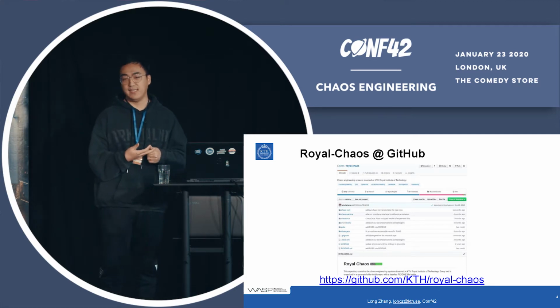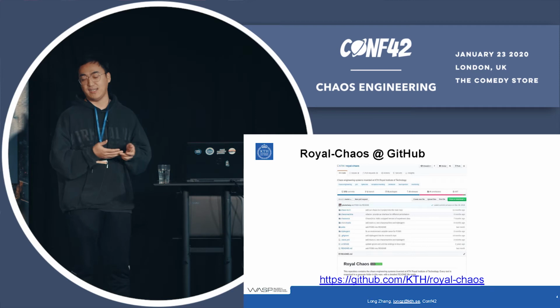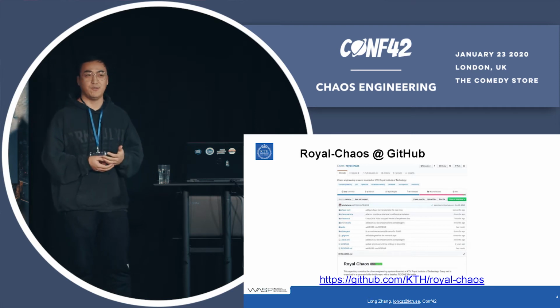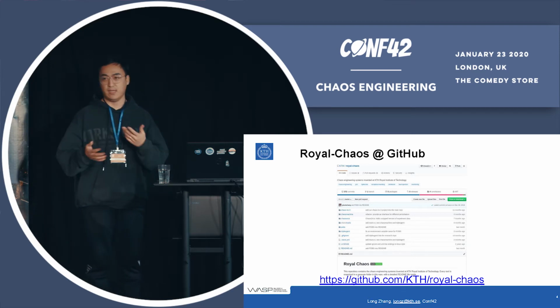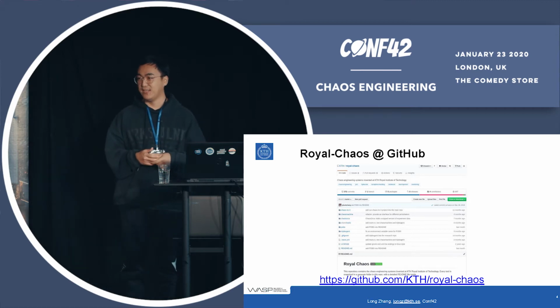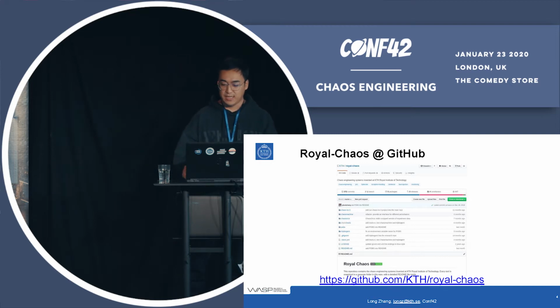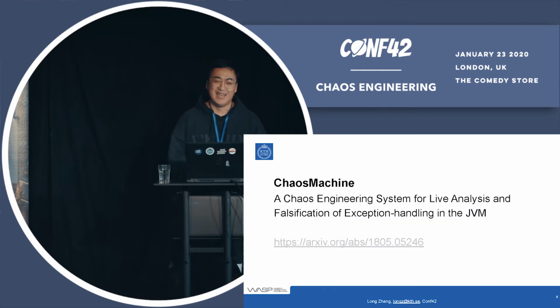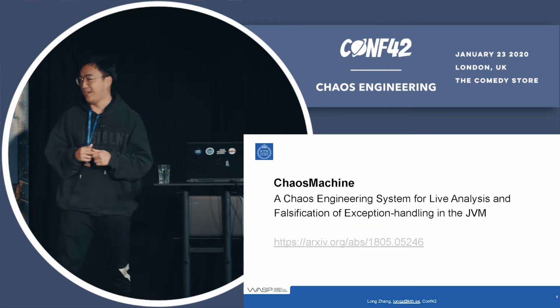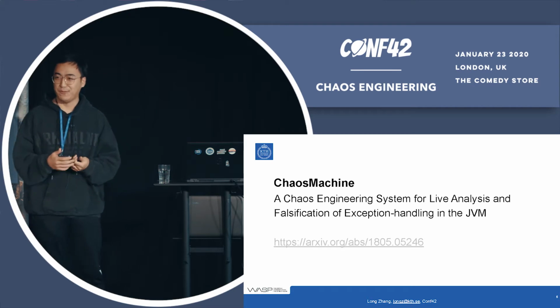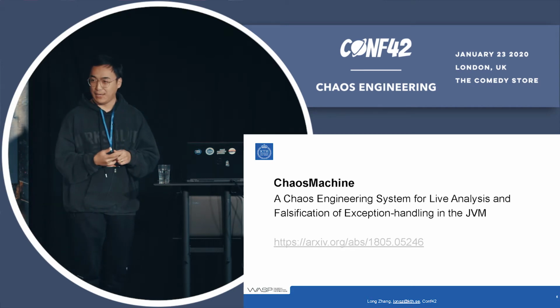For the sake of open science, we also put everything on GitHub, like our papers, source code, and the data sets from our research experiments. So if you are interested in application level chaos engineering, you could take a look at this GitHub repo. Because the university is called the Royal Institute of Technology, we call it Royal Chaos. So today I'm going to share some of our recent research work with you based on the GitHub repo.